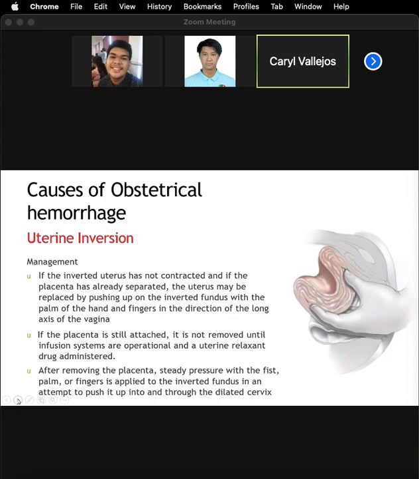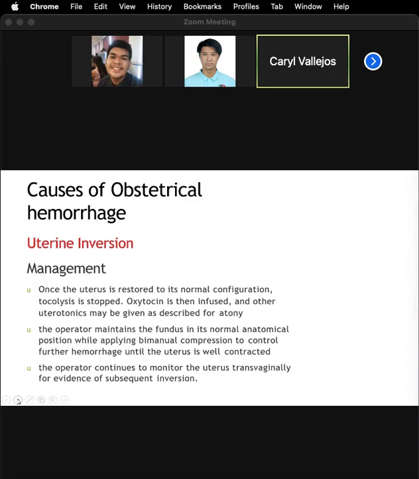After removing the placenta, steady pressure with the fist, palm, or finger is applied to the inverted fundus in an attempt to push it up into and through the dilated cervix. Once the uterus is restored to its normal configuration, tocolysis is stopped. Oxytocin is then infused and other uterotonics may be given as described for atony.